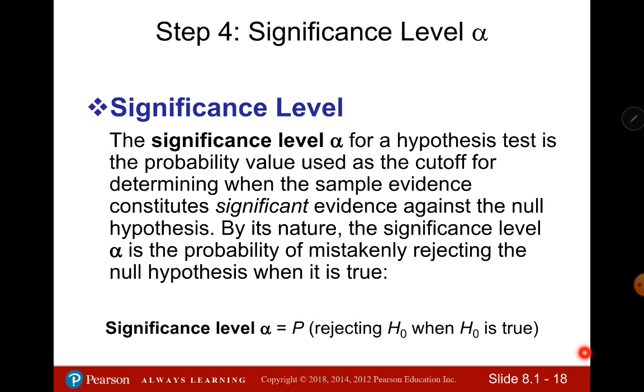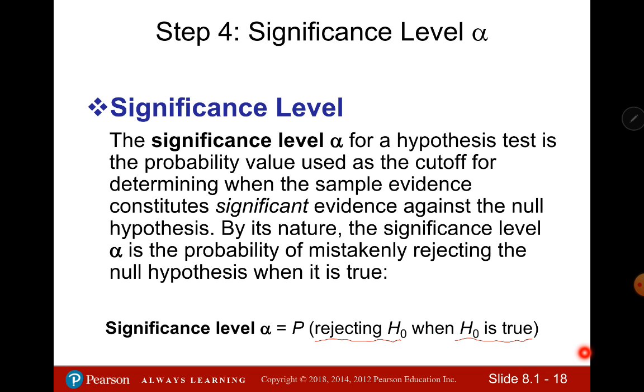Alpha level is the significance level, also called the type 1 error. This is the meaning of type 1 error: the probability of rejecting the null when the null is true. If the null is true, we are supposed to fail to reject, right? But it's true, we still reject it. So this is called an error, and this error has a name called the type 1 error.